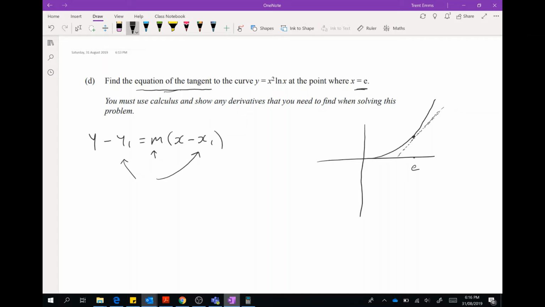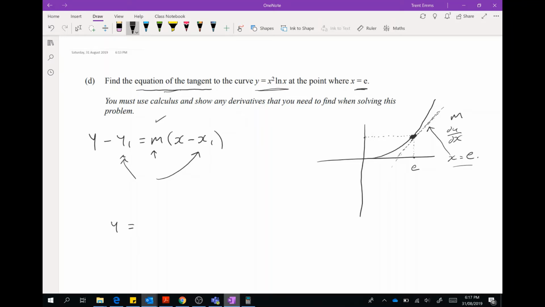So to get the gradient, dy by dx when x equals e will give us the gradient of that line, so that will give us the m value that we want over here. And to get the xy coordinate, because it's a tangent line, it will touch the curve at this exact point. So we know the x value at that point, and to get the y value we can just use the curve equation here, because it touches the curve. We don't have the tangent line equation, so we obviously can't use that to get the y value at this point. So plugging x as e into here, we will find this y coordinate, which will help us get y1.